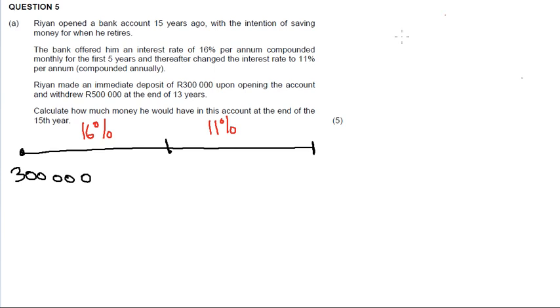So the first portion of the timeline will be for 5 years, and the remaining portion will be for a further 10 years. And then one further piece of information is, at the end of 13 years, he's made a withdrawal, so somewhere around here on the timeline, he takes out 500,000. And the question is to calculate how much money he would have in his account at the end of the 15th year. So what we could first do is grow the initial deposit amount for 5 years and get the final amount at this point.